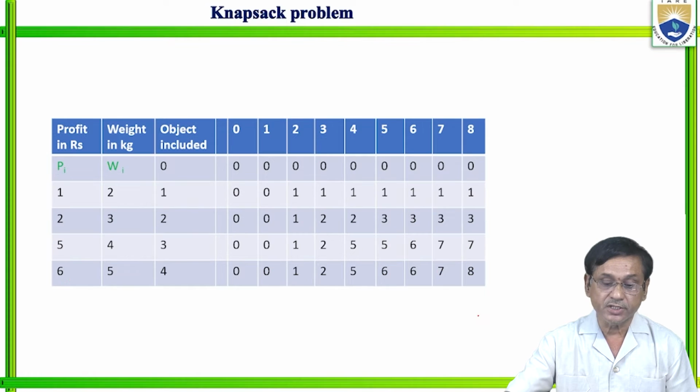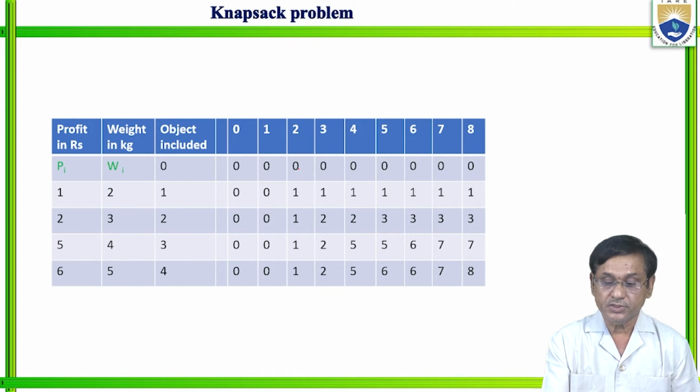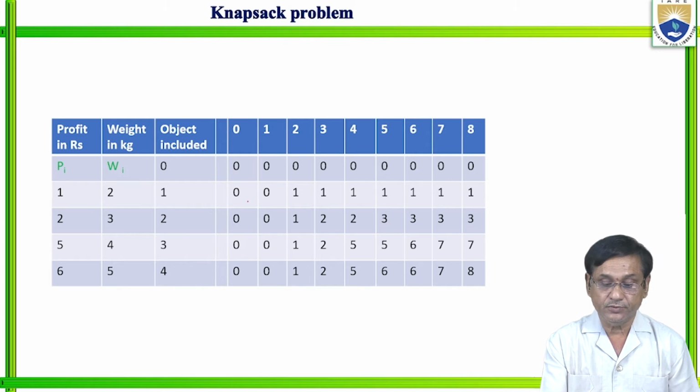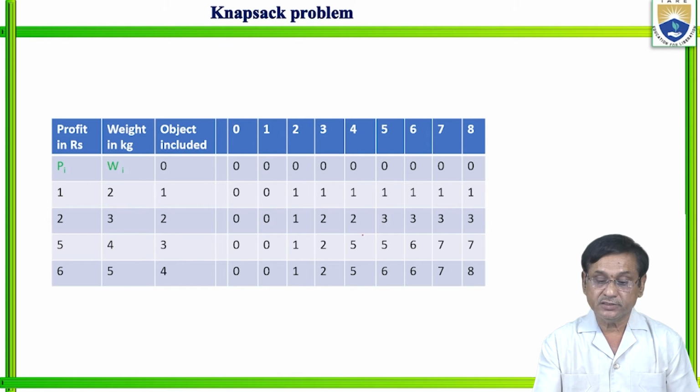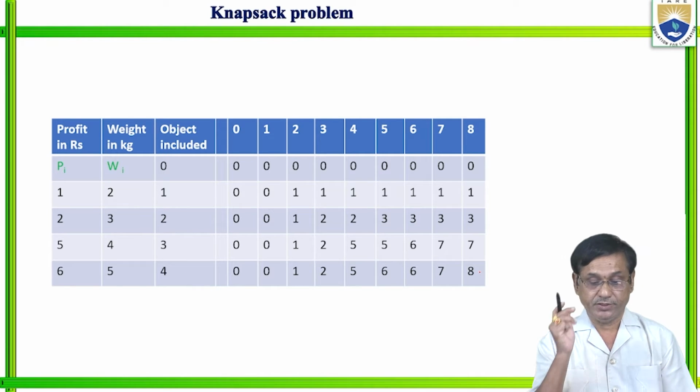Now the same thing is represented here. So first row is 0 0 0, second row, when the first object is included, we got 0 0 1 1 1 only. When the second object is included, then the weight is 2, then only the profit is 2. After that 2 and 5, when it is 5 you can put both the objects so that the profit will be 3 3 3. Then when the third object is included, when the weight is 4 kg, the profit is 5. Then 5 kg also 5, 6, 7 like that. When the fourth object is included, then it is 6 6 7 8.